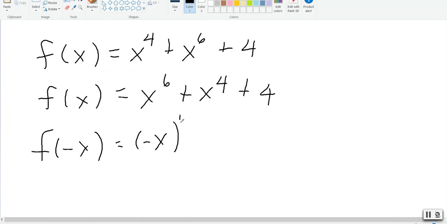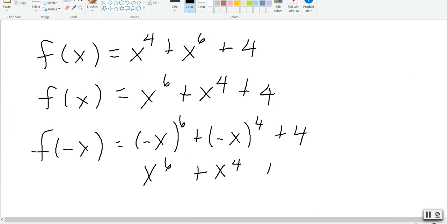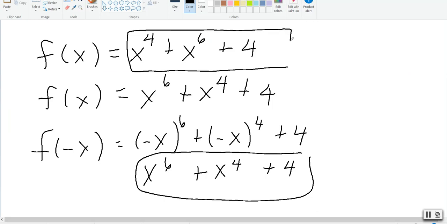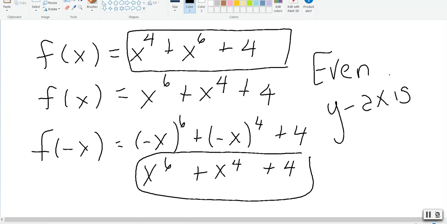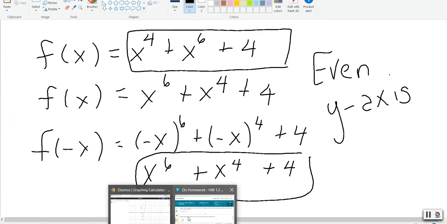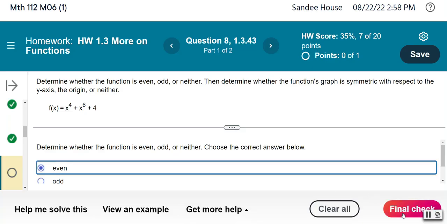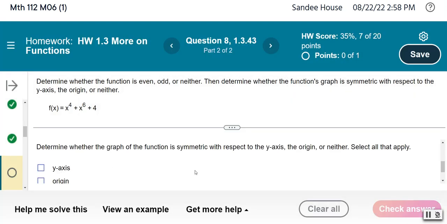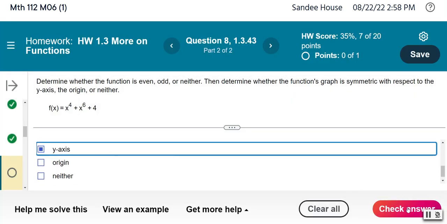negative x to the 6th plus negative x to the 4th plus 4. And look, even exponents, an even number of negative signs is going to make this a positive, and this a positive, and this is going to stay plus 4. So look, this is identical to the original. That's an even function, and it will have y-axis symmetry.